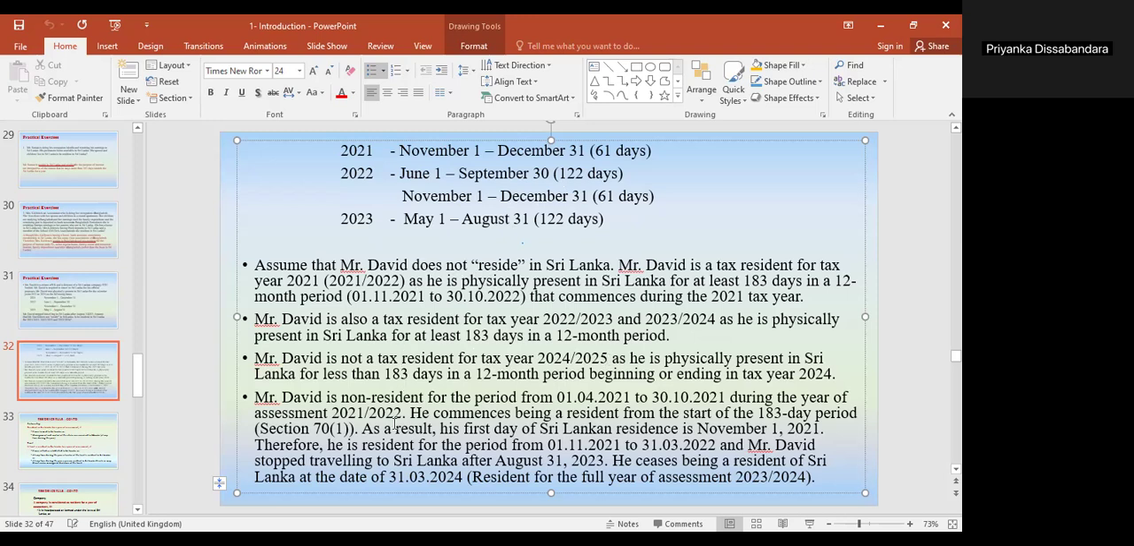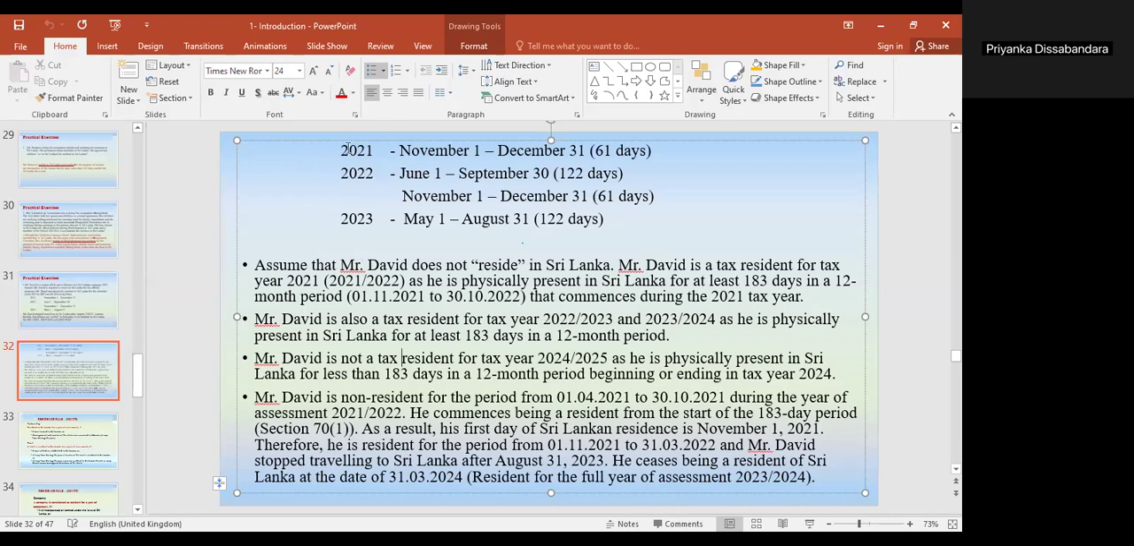Mr. David is non-resident for the period from 1st of April 2021 to 30th October 2021. That means prior to this date, because he came to Sri Lanka on November 1st, 2021. Because of that, prior to this date, he is non-resident.